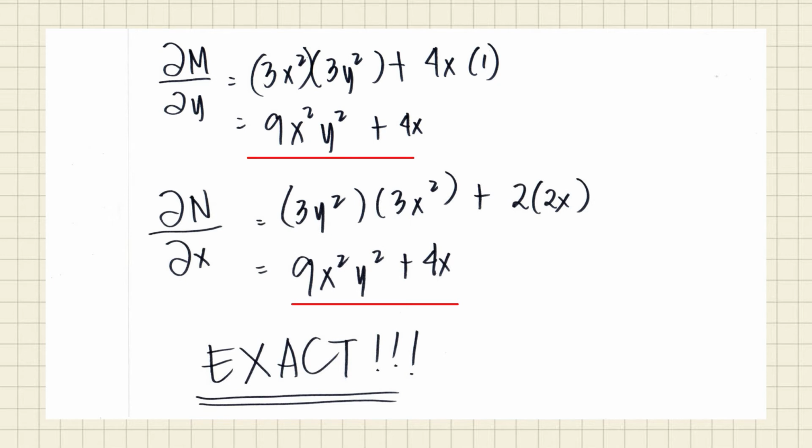Sa partial derivative ng N with respect to x naman is equal to 3y squared multiplied sa derivative ng x cubed, which is 3x squared, plus 2 multiplied by 2x na siyang derivative ng x squared. At kapag isi-simplify, ang magiging sagot ay 9x squared y squared plus 4x. At dahil equal na si M at N, na-prove na natin na exact na ang ating differential equation.